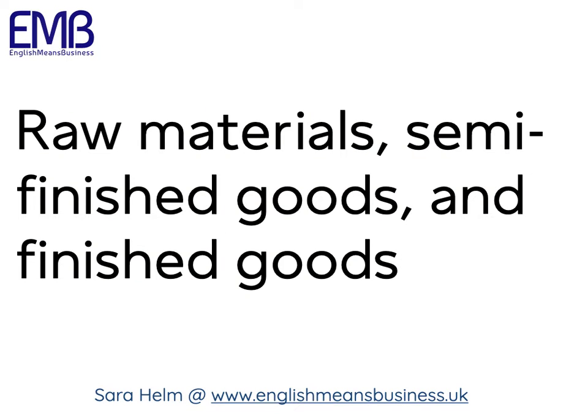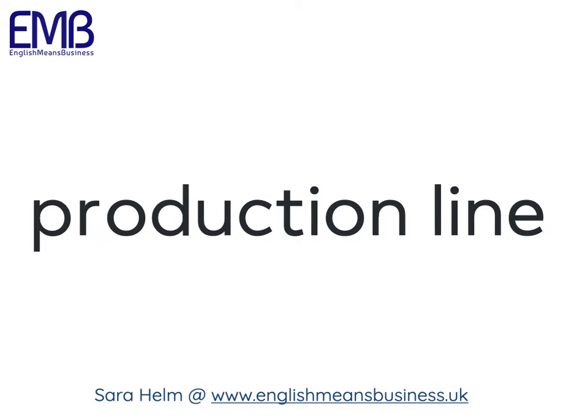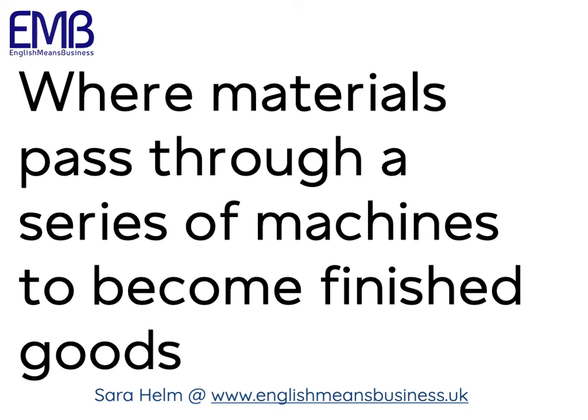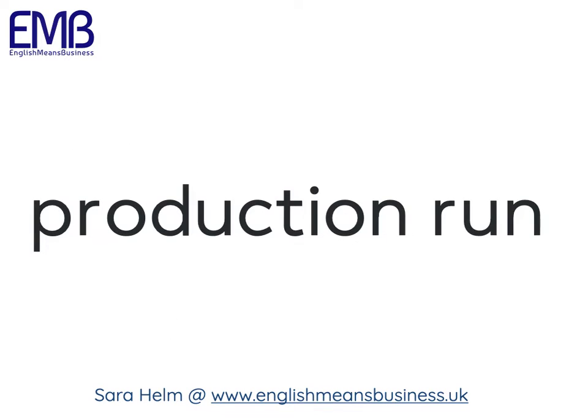So, what is the collective name for all these materials, the raw materials, semi-finished goods and finished goods in the factory? Well, that's known as inventory. The production line is where materials pass through a series of machines to become finished goods. All of the processes necessary to manufacture a certain product is called the production run.